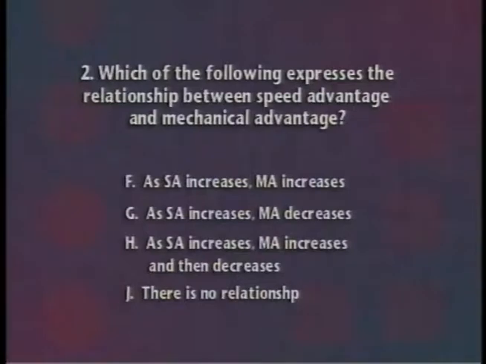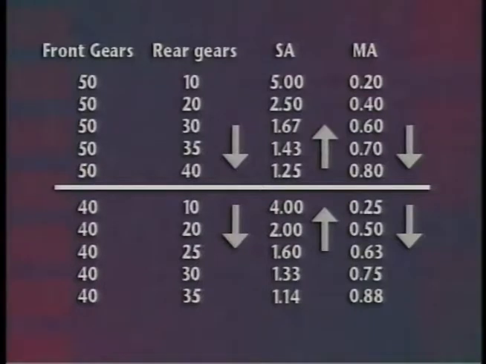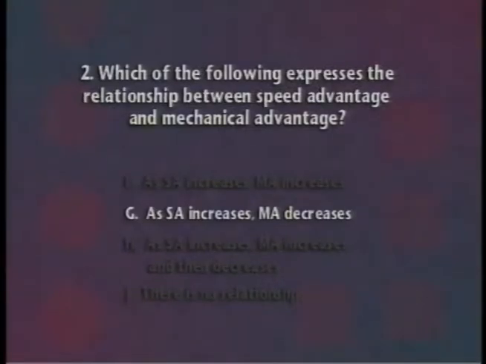Which of the following expresses the relationship between speed advantage and mechanical advantage? This question asks us to draw conclusions from this table of information. Looking at our notes, we notice that as SA decreases, MA increases, or vice versa. As SA increases, MA decreases. So the relationship between the two is inverse. Looking at our options, it seems that G is the one that expresses this relationship. SA increases and MA decreases. None of the others will work. So therefore, this is answer G.